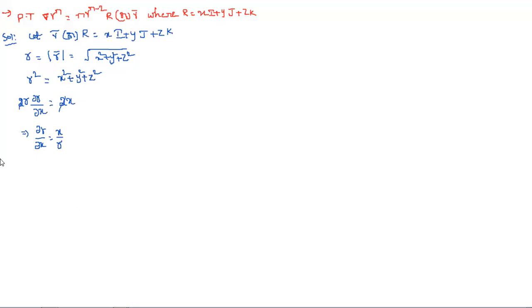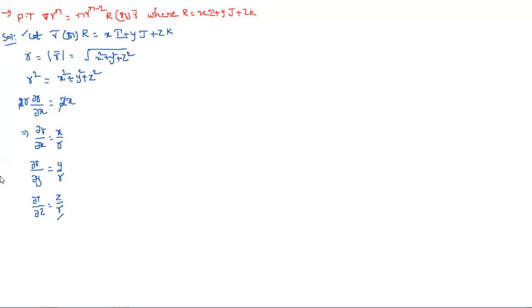Similarly, dou r by dou y is equal to y by r, and dou r by dou z is equal to z by r. Up to this one, you need to remember from fourth unit as well as fifth unit. If you are getting r in the problem, obviously you need to remember the complete one, whether they mention r or they don't mention xi plus yj plus zk, you need to take this one.